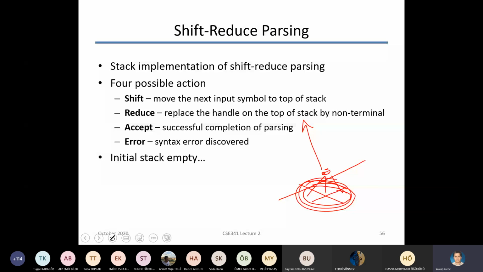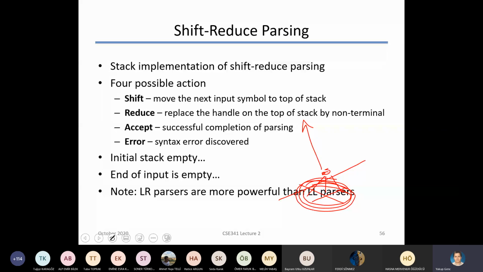Initially, the stack is empty, all right? So initially you start with the empty stack, and when you are done, the end of input is going to be empty as well.